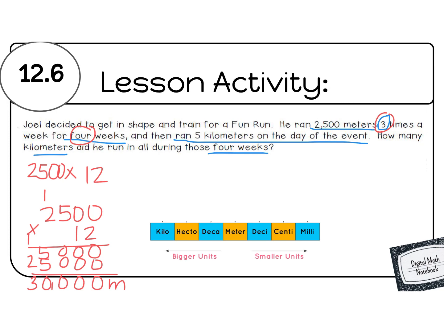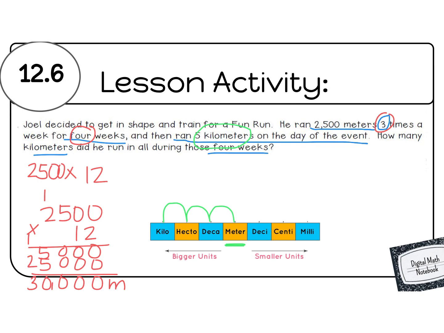But our question was, how many kilometers did he run? And that needs to include the 5 kilometers he ran on the day of the event. So first off, let's change our meters to our kilometers. So we're going from meters to kilometers. So that means we have 1, 2, 3. And we're going to need to divide this time because we want to get to kilometers, which are a big thing. So when we go from small to big, we divide, of course.